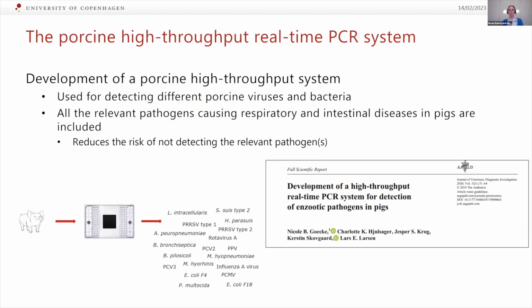One of the high-throughput systems we have developed is a system we just call the porcine high-throughput real-time PCR system. It is a system that can be used for detection of different viruses and bacteria. The idea with this system is that it contains PCR assays specific for all the relevant pathogens known to cause respiratory and intestinal disease in pigs. So when using this system, you reduce the risk of not detecting the relevant pathogen or pathogens.